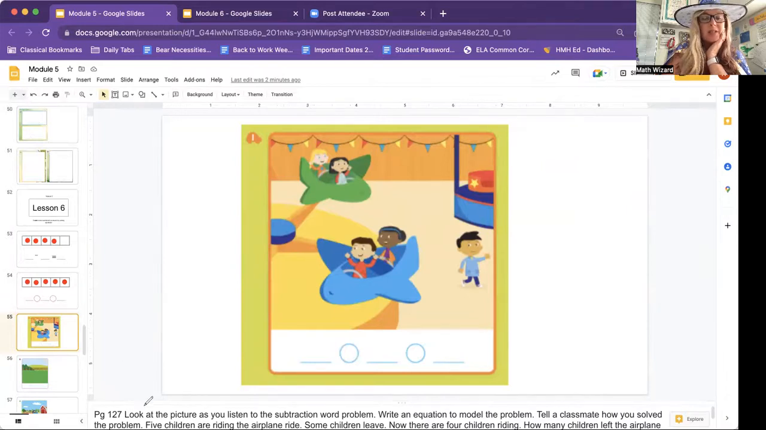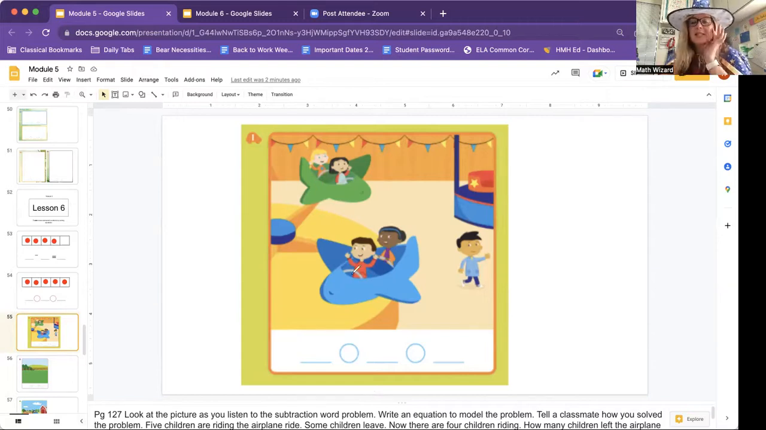And here we go. Let's look. Look at the picture as you listen to the subtraction word problem. Write an equation to model the problem. Tell a classmate how you solved the problem. 5 children are riding the airplane ride. Some children leave. Now there are 4 children riding. How many children left the airplane ride?